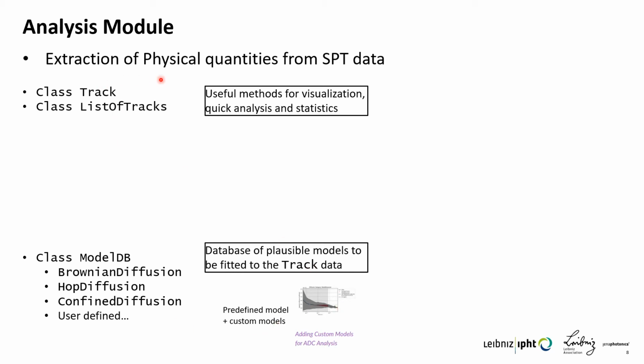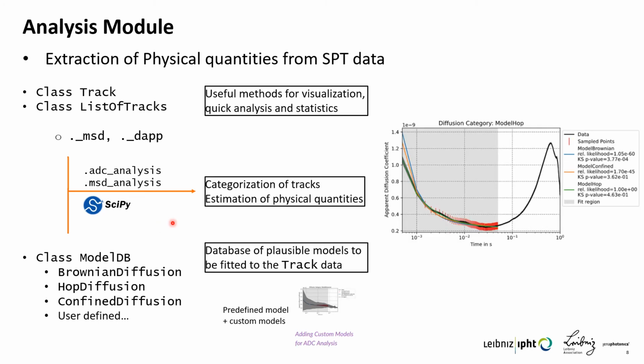So the track and list of tracks classes contain in their variables, of course, the mean-square displacement and the apparent diffusion coefficient, that then the models contained in ModelDB can be fitted to with a simple least squares fitting routine powered by SciPy. And using these two methods, ADC analysis and MSD analysis, we can also achieve categorization of the tracks, estimation of physical quantities, and of course model fitting. And the categorization is done through purely statistical means.